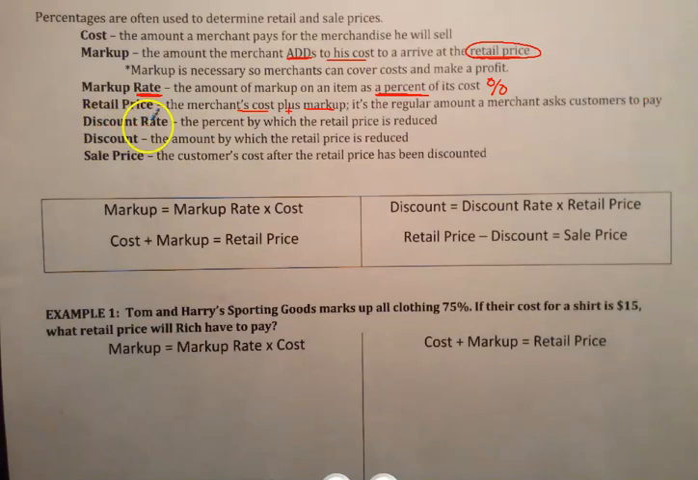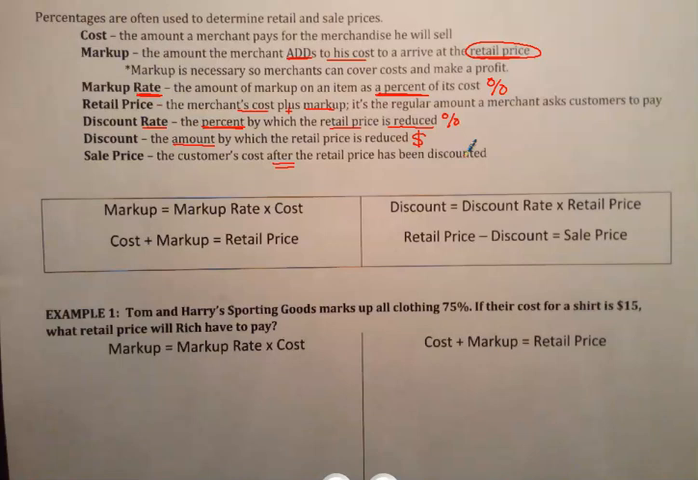Okay, so then we have discount rate. This is the percent again by which the retail price is reduced. So our rate is our percent. The discount is the amount by which the retail price is reduced. So this is, the discount is in actual dollars or cents, okay? And the sale price. So the sale price is the customer's cost after the retail price has been discounted. So that's after the sale, after the discount.